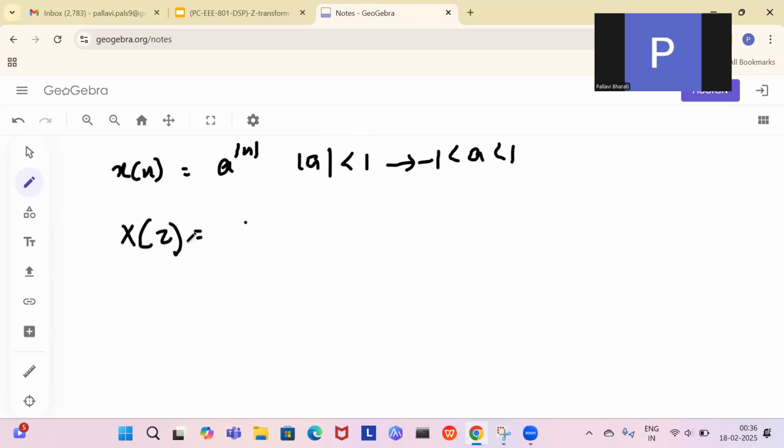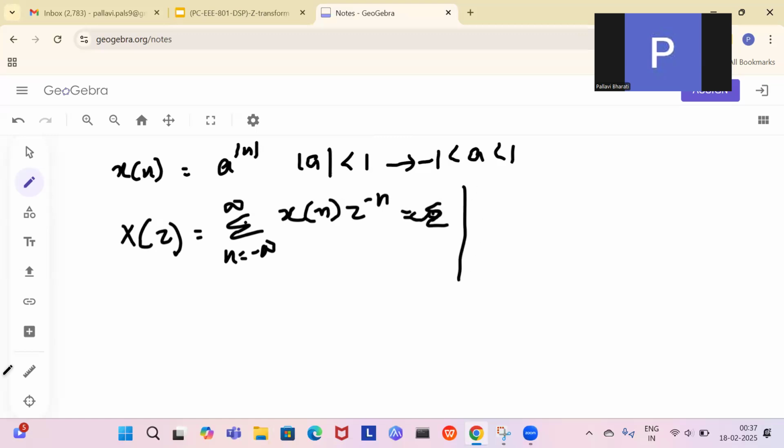So here, what is X of z? Again, same thing, n equals -infinity to infinity, x of n times z to the power minus n. Now this signal again, first let me write this signal properly. See over here, x of n is equal to a to the power positive n and a to the power negative n. Positive n will be where the value of n is greater than 0, and this one is for value of n less than 0.